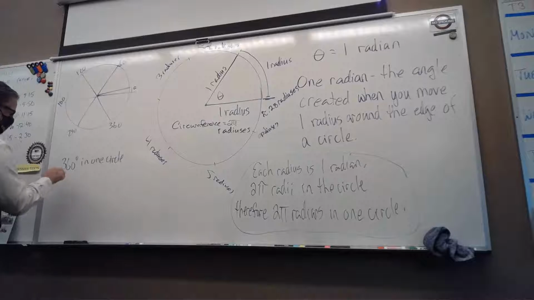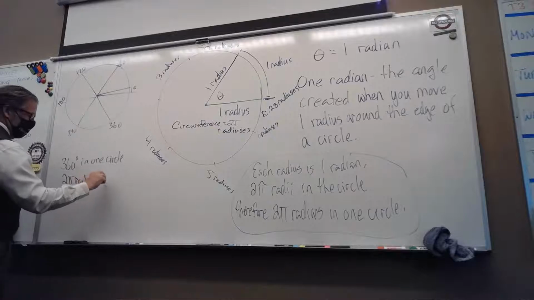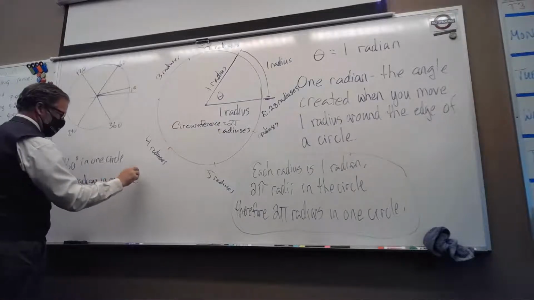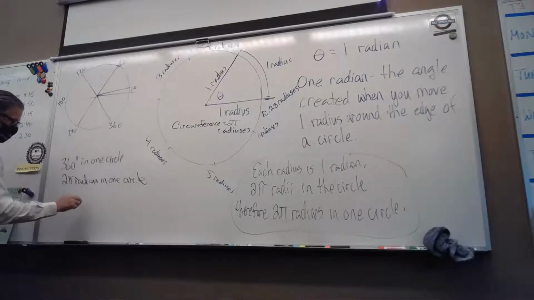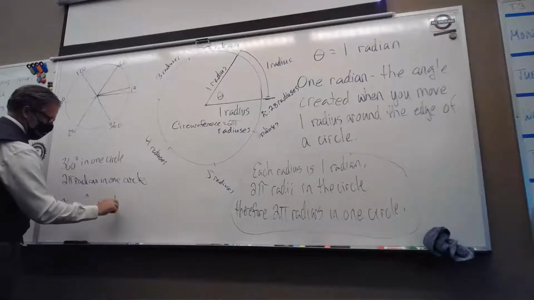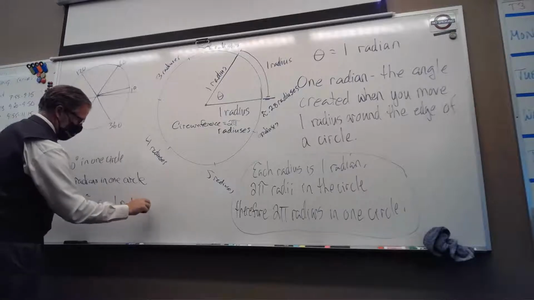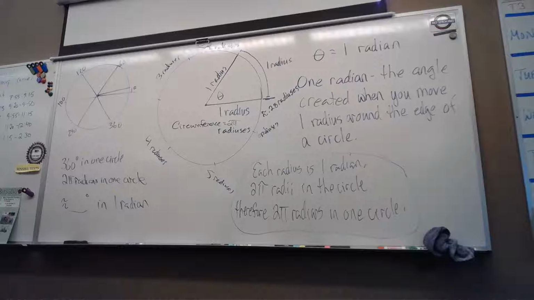Okay. So if 1 radian is 2 pi, then that means you just have to do 2 pi. Each radius is 1 radian, 2 pi radii is a circle, therefore 2 pi radians is 1 circle. So therefore each radius is 1 radian, right? Yeah, each radius is 1 radian. And if the whole radius is 2 pi and there's 6.28, you divide 6.28 by 6.28 to get 1. Well, I don't think so. I think you're just overthinking it.